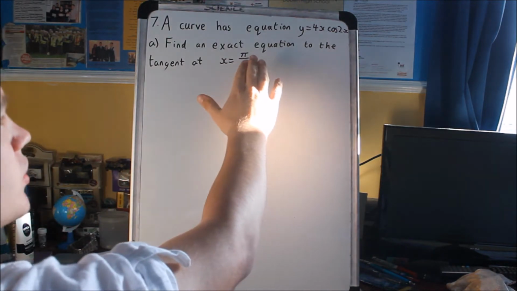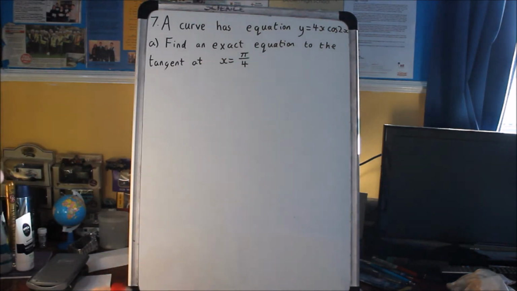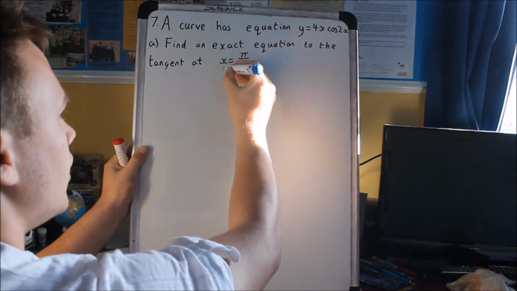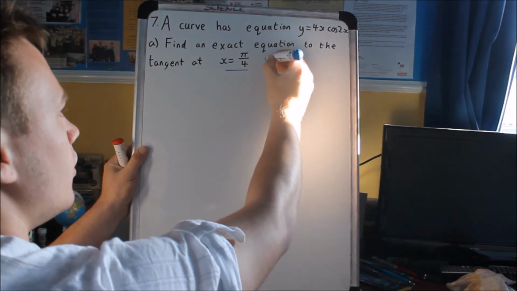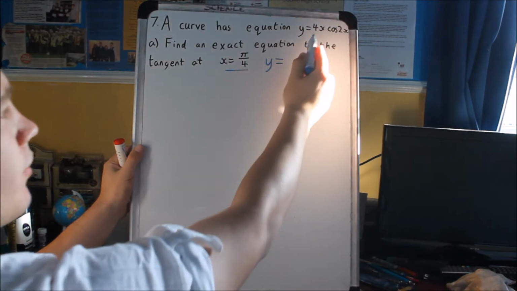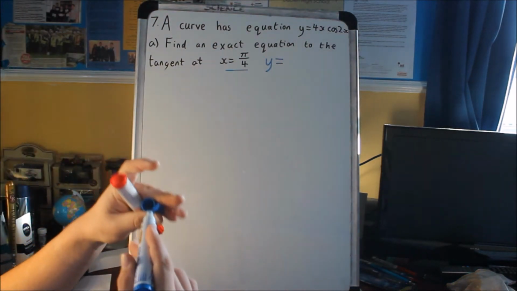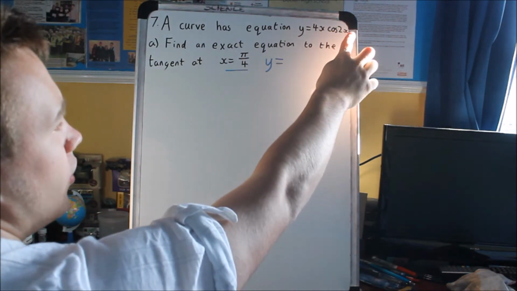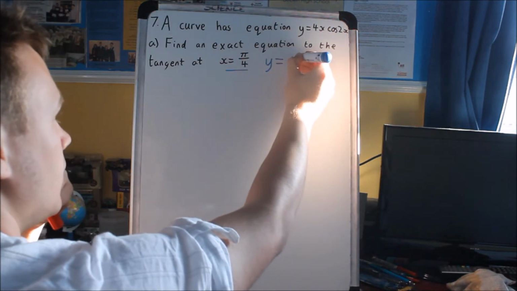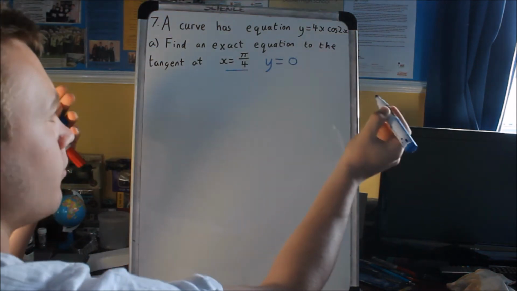To find an equation of a tangent we need to know the gradient at that point, and the tangent is going to be in the form y equals mx plus c. We know x equals pi over 4. We can work out what y equals at that point by putting x equals pi over 4 into this formula. So you're going to get cos of 2 lots of pi over 4, which is the same as cos pi over 2. Either way, if you type that into your calculator, that becomes 0. So the whole expression is going to become 0. So y at that point is 0.